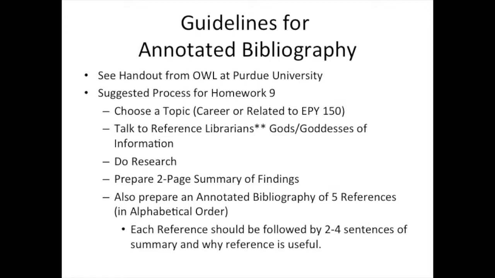This will speed up the research process and it will allow you to ensure that you are finding credible sources for your project. Then you will create a 2-page summary of what you found out about your topic of interest. Summarize your findings, and then prepare an annotated bibliography of 5 references in alphabetical order. And you have a nice little sample there in the handout that I have just uploaded to the module.